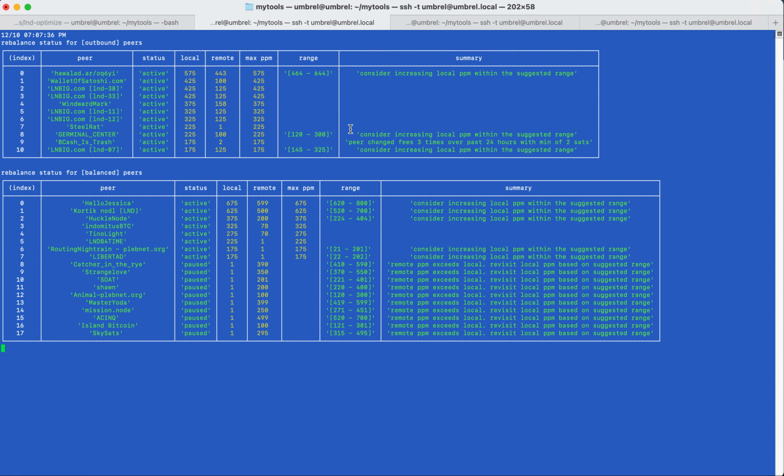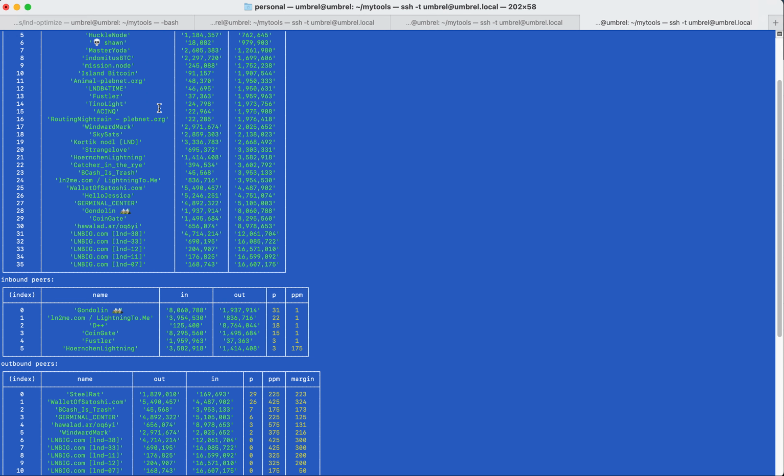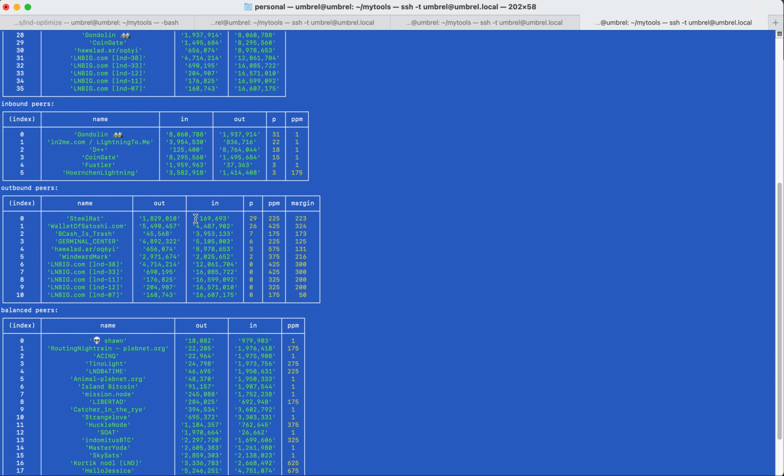So another way is to make it data driven, right? One tool we could use is Jetpears. Jetpears is going to show us what's actually going on with our inbound and outbound peers in terms of liquidity, right? What we can see here is that, for example, BCash is a pretty good outbound node, but it does not have enough liquidity on the outbound side, right?